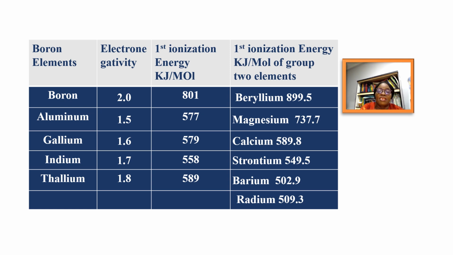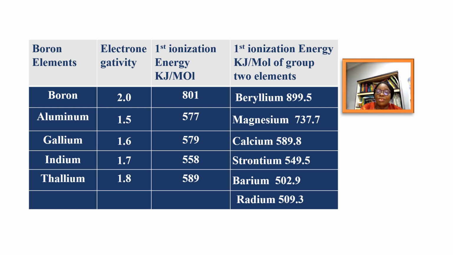The first ionization energies of these elements are lower than the corresponding values of Group 2 elements. However, the second and third ionization energies are much higher. This is because the first electron to be lost by a Group 13 element is a p electron. The p electrons are less penetrating than the s electrons. Therefore, lesser energy is required to remove a p electron.